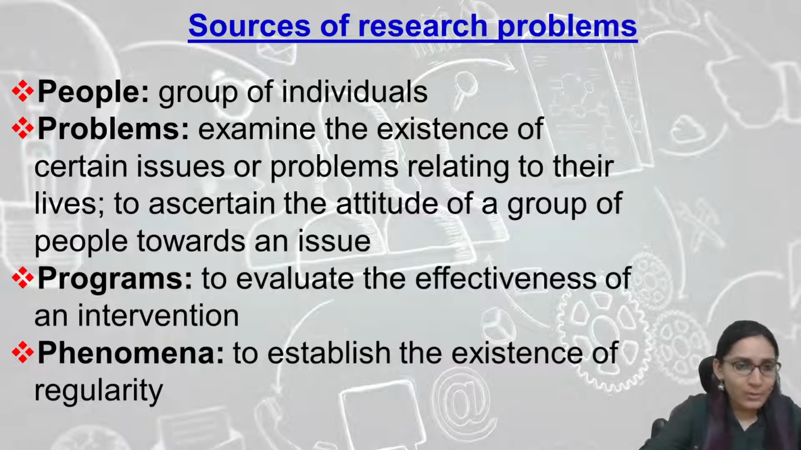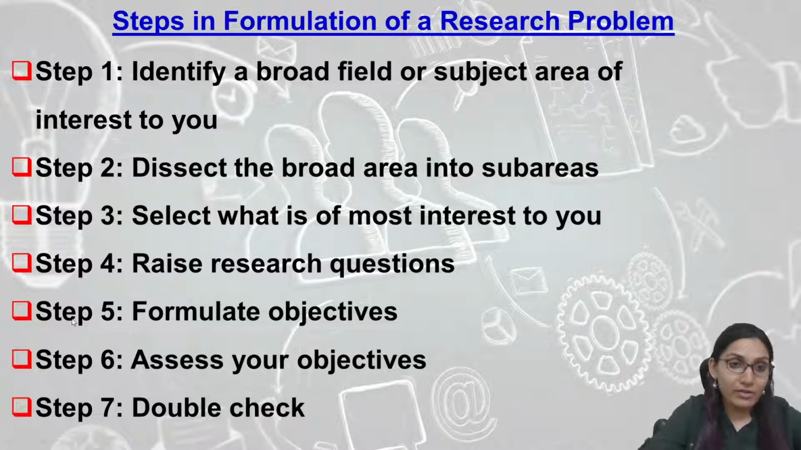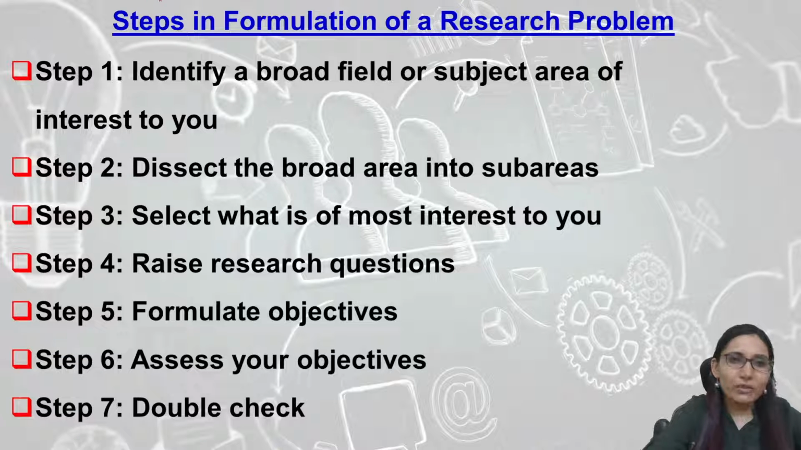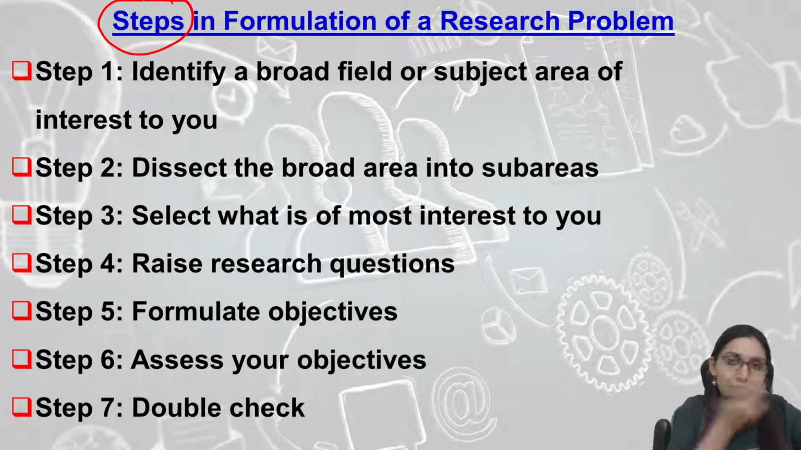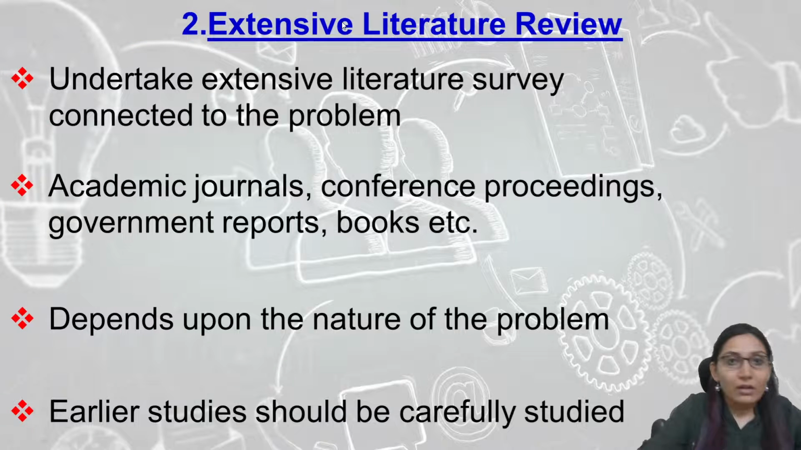Sources of research problems we have discussed. Then we discuss the steps in the formulation of a research problem. So what are the steps involved in formulating a research problem? So various steps in formulating a research problem. Next is about the literature review. This also we have discussed.